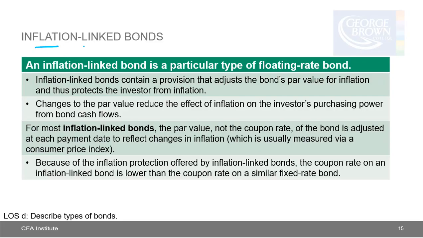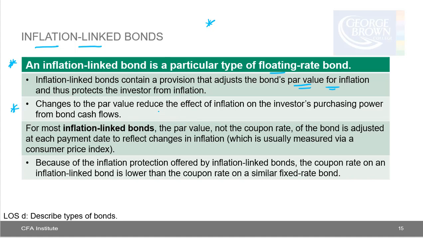So now we're moving on to look at inflation-linked bonds. An inflation-linked bond is a particular type of floating rate bond. The previous slides and practice question were looking at a floating rate bond where we had a base rate like LIBOR plus a spread, so the coupon payment was changing. But now when we look at an inflation-linked bond, it's also a floating rate bond, but you need to be very careful because it contains a provision that adjusts the bond's par value for inflation and thus protects the investor from inflation. So it doesn't adjust the coupon, it adjusts the par value.